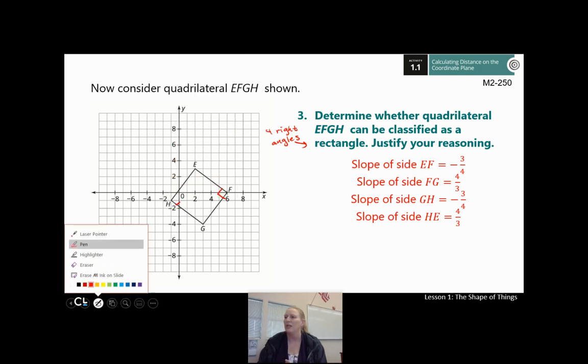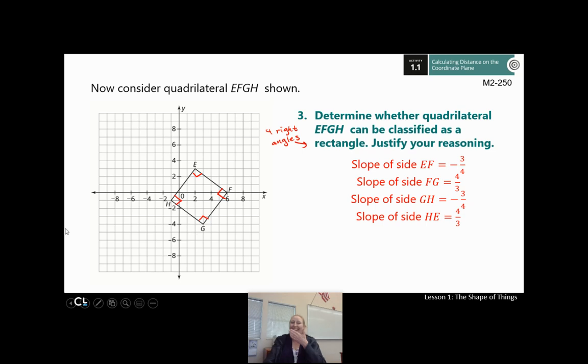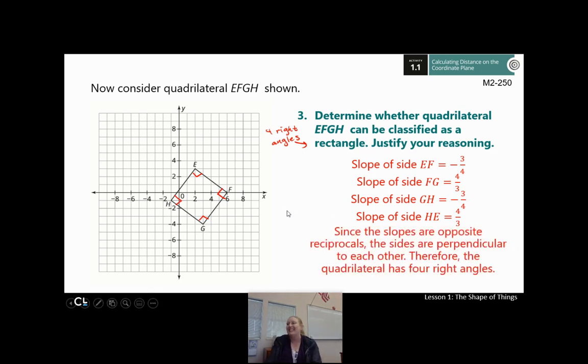Sorry, my pen went a little crazy there. It's all right, we'll fix it. So these guys are also perpendicular, right? But that means these guys are perpendicular, those guys are perpendicular. Oh, check it out. So yeah, sure enough, guys, since the slopes are opposite reciprocals, the sides are perpendicular to each other. Therefore, our quadrilateral has 4 right angles, which means it's a rectangle. Yay. So quadrilateral EFGH is a rectangle.